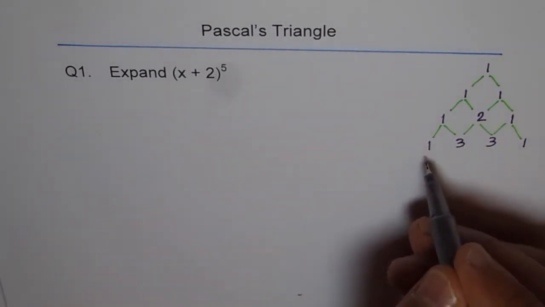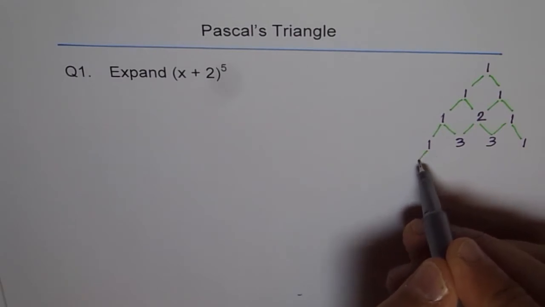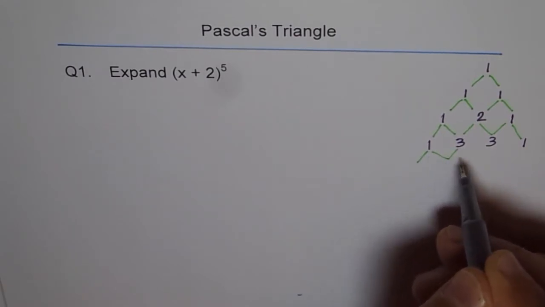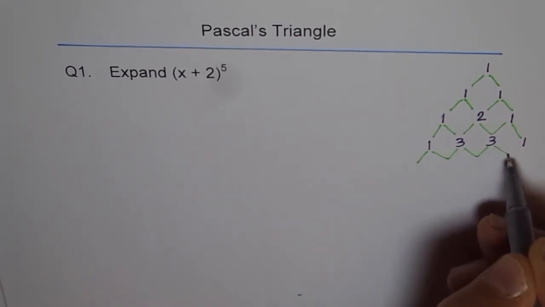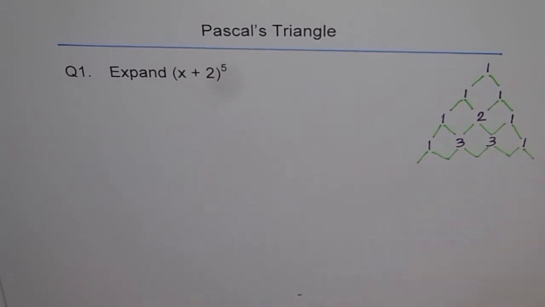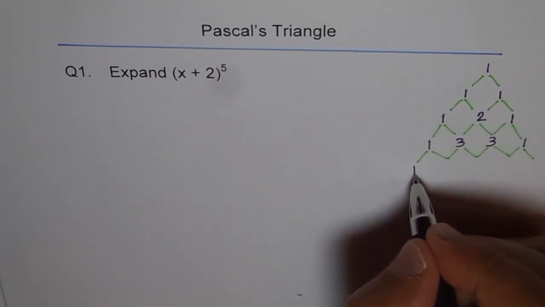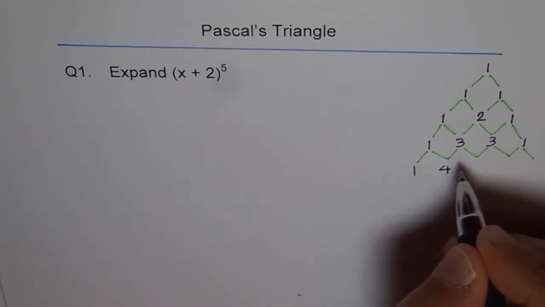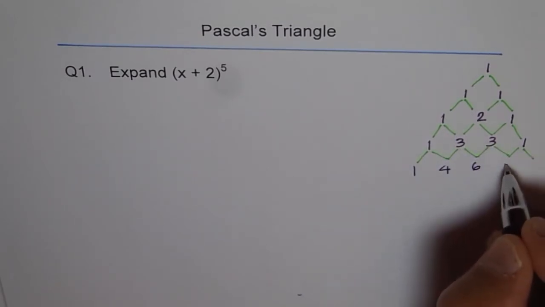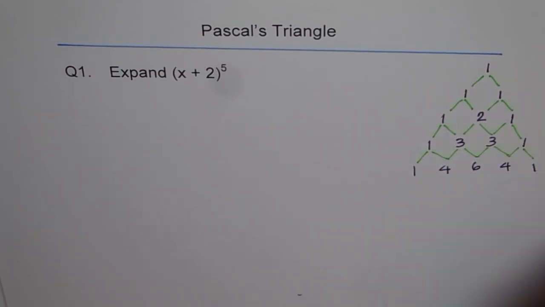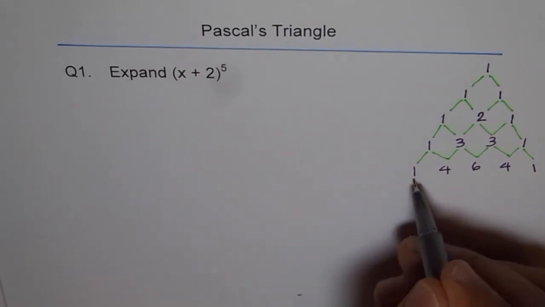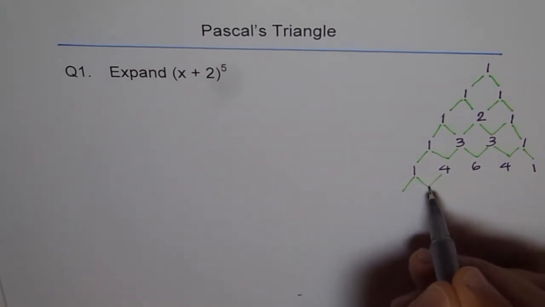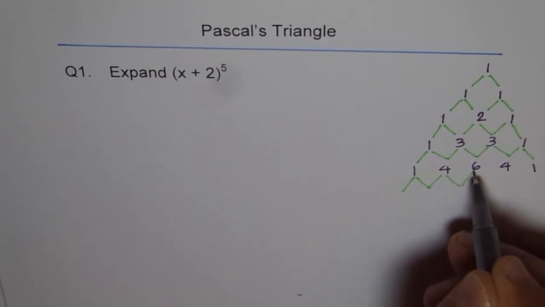It will help us to find (a + b)^3. And now we are generating the fourth row coefficients. So in the fourth row, we can have 1s here, and 3 plus 1 is 4, 3 plus 3 is 6, 3 plus 1 is 4, and 1 here, correct? And then we further go down, and that's our 5th row, right?